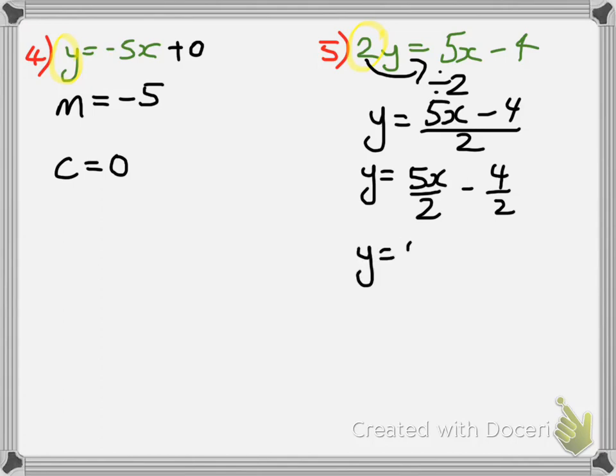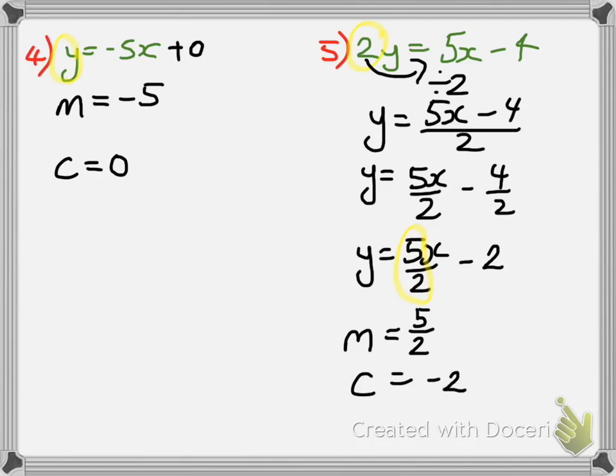I can't simplify the gradient fraction, so I leave that as 5x on 2. However, 4 on 2 simplifies down to 2, so it becomes subtract 2. Now that I've got it in standard form, as in I've got my y on its own, I can state the gradient being the number with the x, and in this case the number is a fraction, not just the 5, but the actual fraction of 5 over the 2. So you can see it is this entire fraction here that belongs with the x. That's why it becomes 5 on 2, and my y-intercept is simply negative 2.